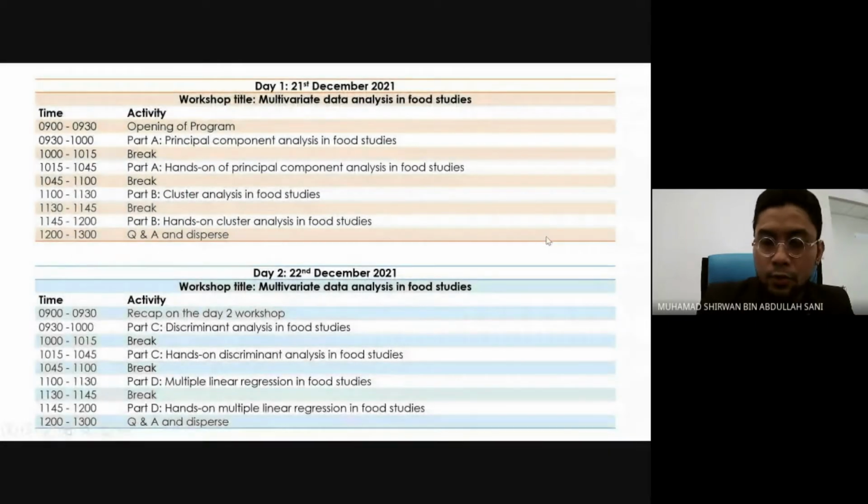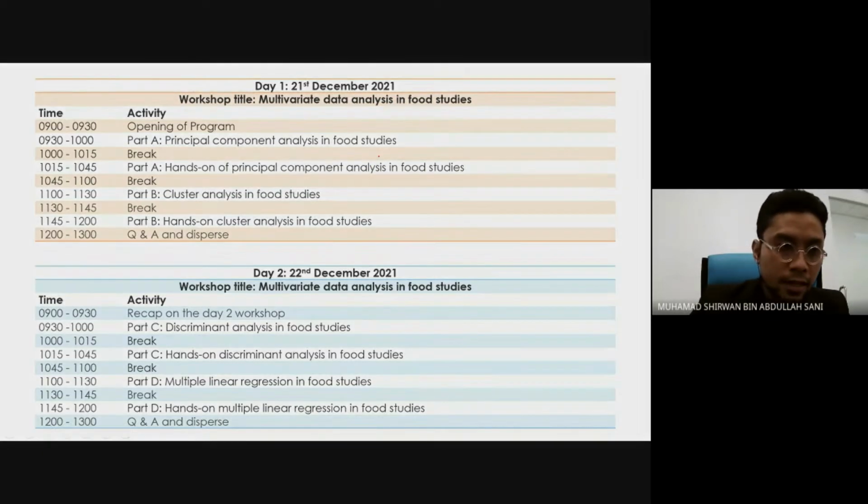Okay, let's go to the previous slide. Yesterday we learned about principal component analysis. But before that, remember there are a few requirements before we start with any multivariate data analysis. Before we carry out any principal component analysis (PCA) as well as cluster analysis, there are prerequisite requirements. That's what we learned yesterday.